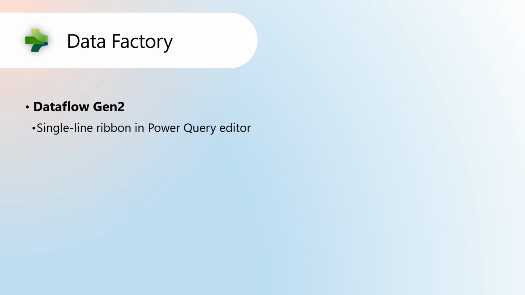Fabric Data Factory Data Flow Gen 2. Single line ribbon in Power Query Editor. The default experience for Data Flows Gen 2 in Fabric now utilizes the ribbon in its single line mode. This ensures consistency with other features found within Microsoft Fabric.